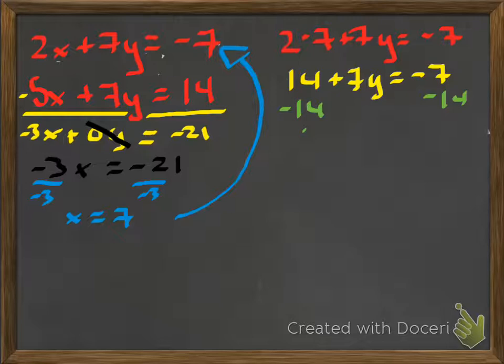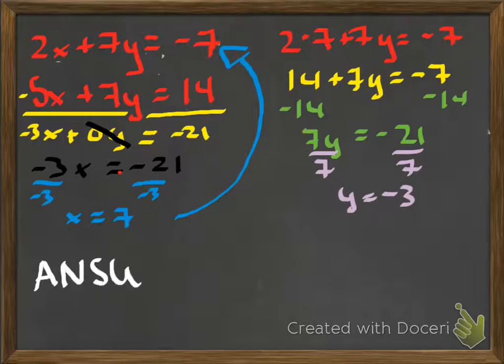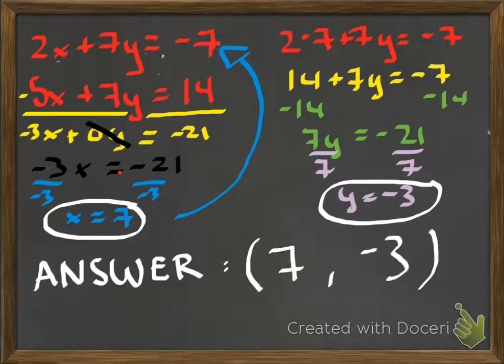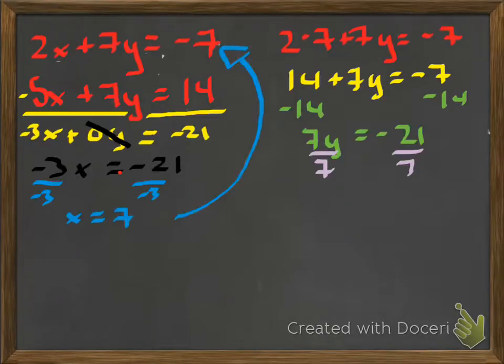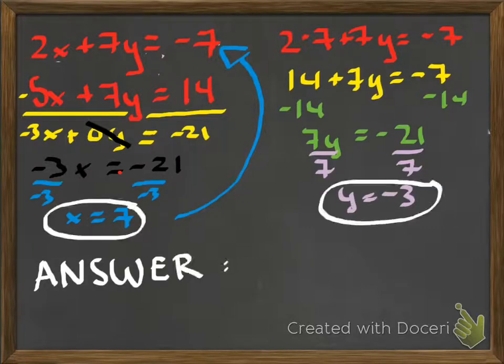Step 5, solve for y as a normal problem. So combine like terms. Subtract 14 from both sides, then it gives you 7y equals negative 21. Divide both sides by 7, and y equals negative 3. So the answer finally is x equals 7 and y equals negative 3, which is 7 comma negative 3.